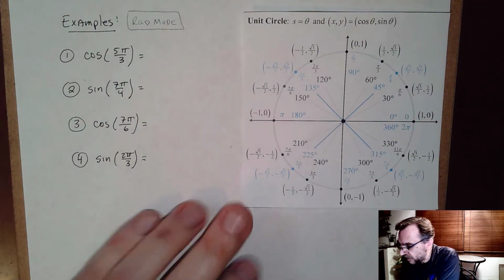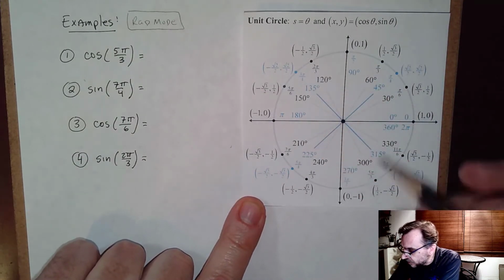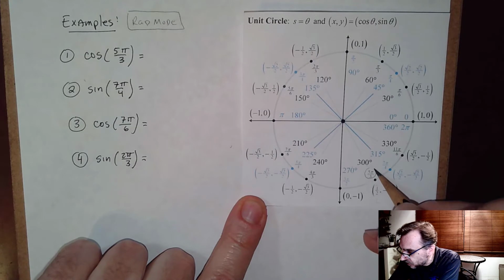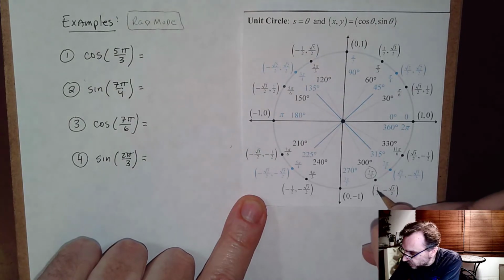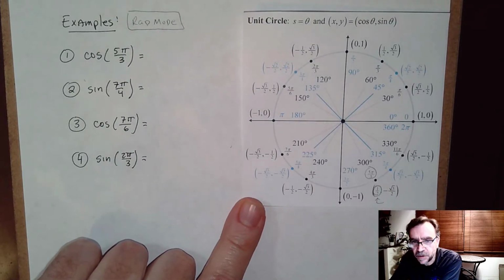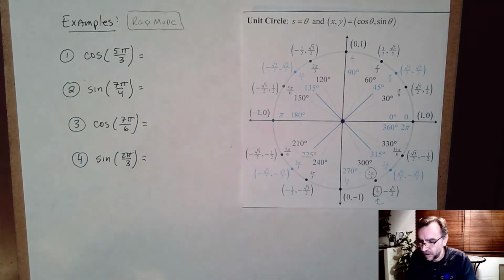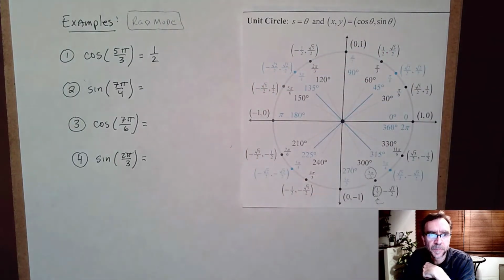So we look for 5 pi over 3 on our unit circle. And we come all the way around and we see 5 pi over 3 is over here in quadrant 4. And we actually want cosine. So cosine is the first coordinate. So cosine of 5 pi over 3, looking at the unit circle here, is actually the ratio 1/2. Right? So I can see that that's actually just 1/2, and I can put that there.